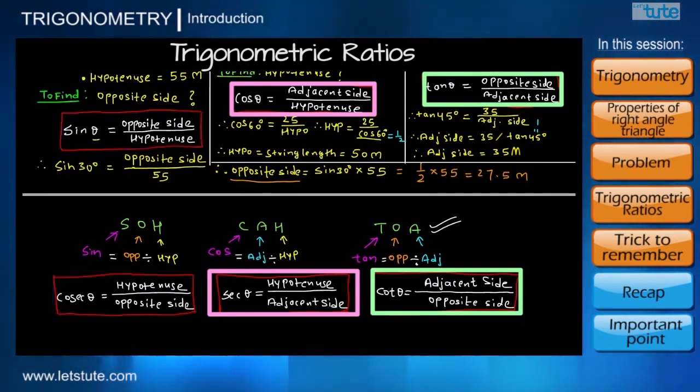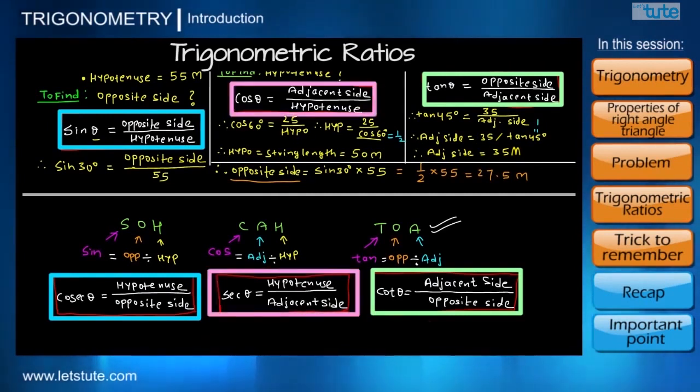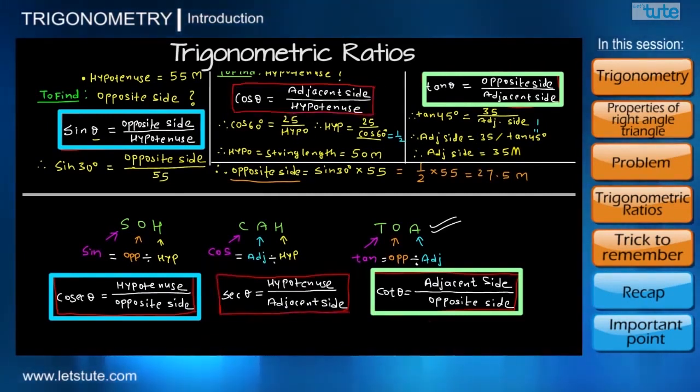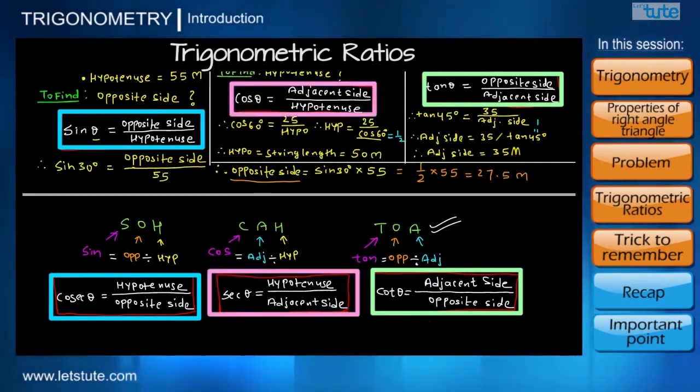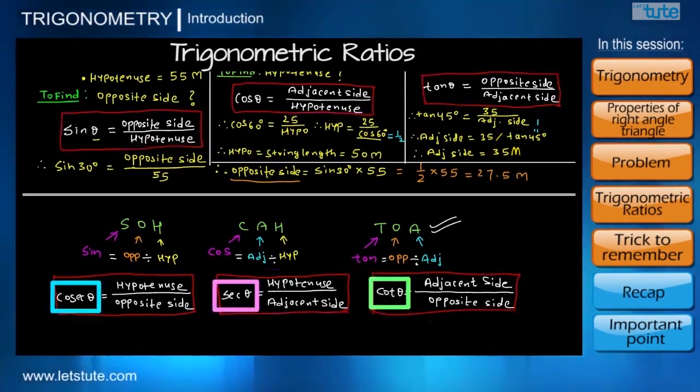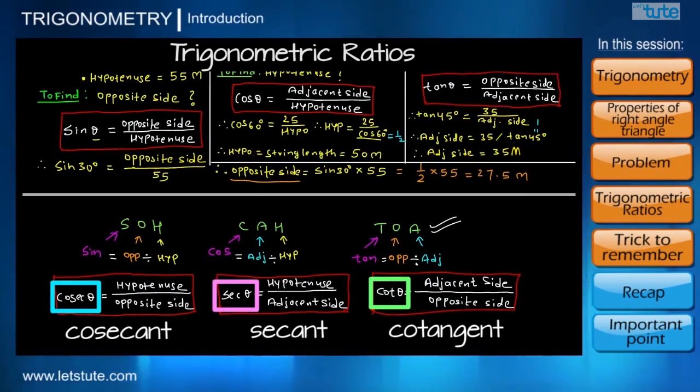Note that in place of sine theta, we can also use cosec theta, in place of cos theta we can also use sec theta, and similarly in place of tan theta we can also use cot theta. Cosec theta, sec theta and cot theta are the short forms of cosecant theta, secant theta and cotangent theta respectively.